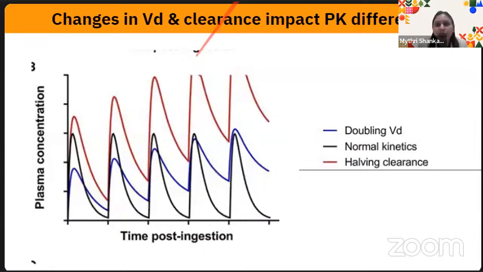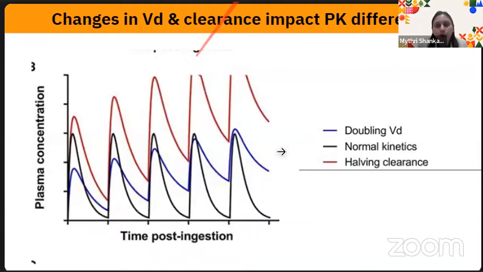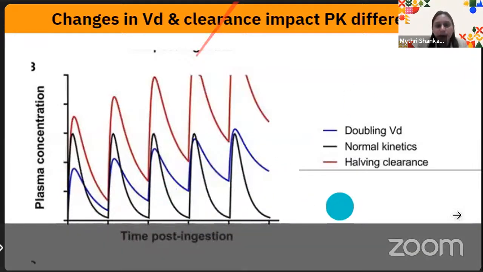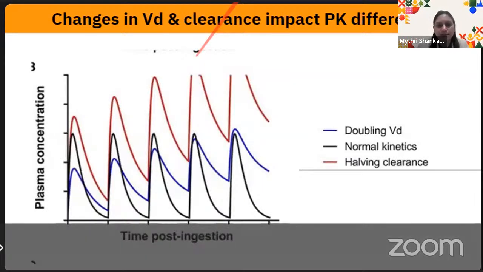In contrast, if you double the volume of distribution, we get a lower concentration, as you can see in the blue line. But again, we get accumulation to the point that it could cause toxicity. But this takes some longer period of time to occur. So both these conditions may be occurring in our patients with chronic kidney disease, and we have to be careful with dose adjustments.